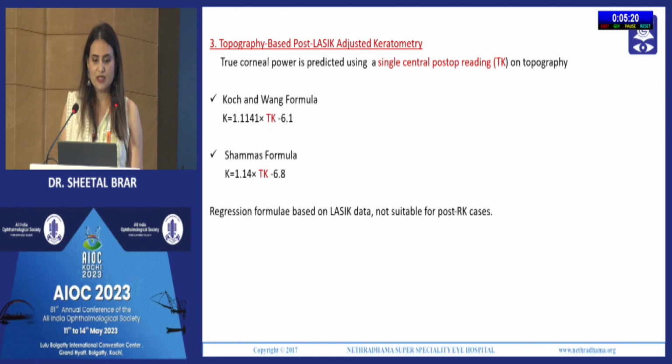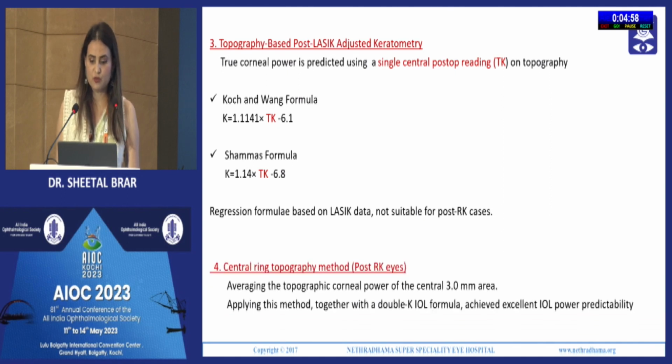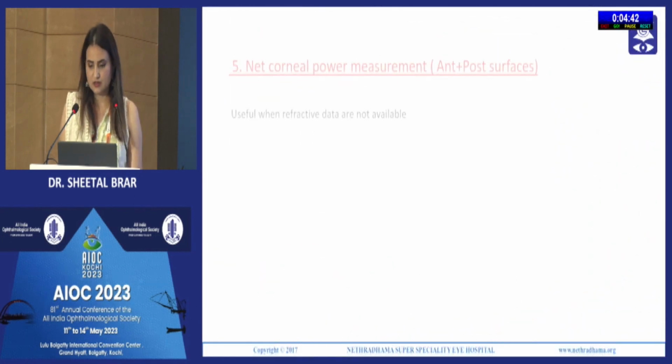Then we have the topography based post LASIK adjusted keratometry. In this, the true corneal power is predicted using a single central post-op reading on the topography machine. Under this category, we have the Koch and Wang formula and Sharma's formula. These formulae are available on the ASCRS website. These are regression formulae based on LASIK data and hence are not suitable for post-RK eyes. Then we have the central ring topography method. This is the method which is suitable for post-RK eyes. It averages the topographic corneal power of the central 3 millimeter area. And when you apply this with the double K formula, it gives excellent predictability.